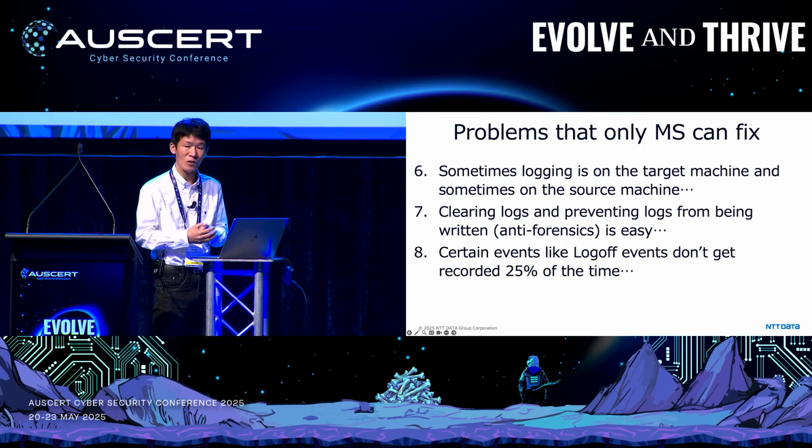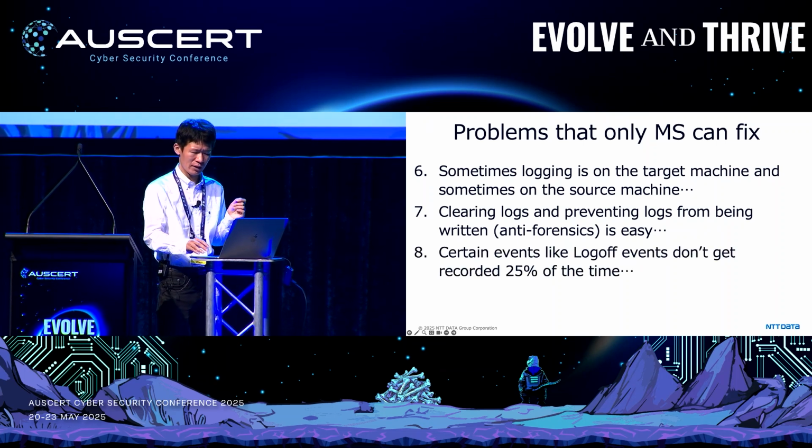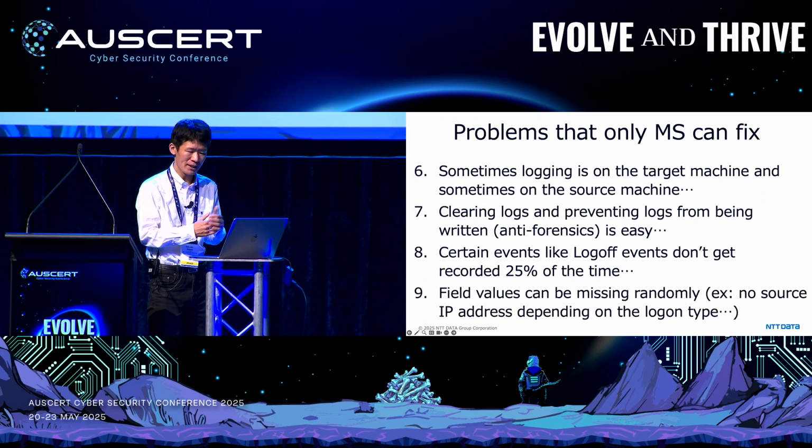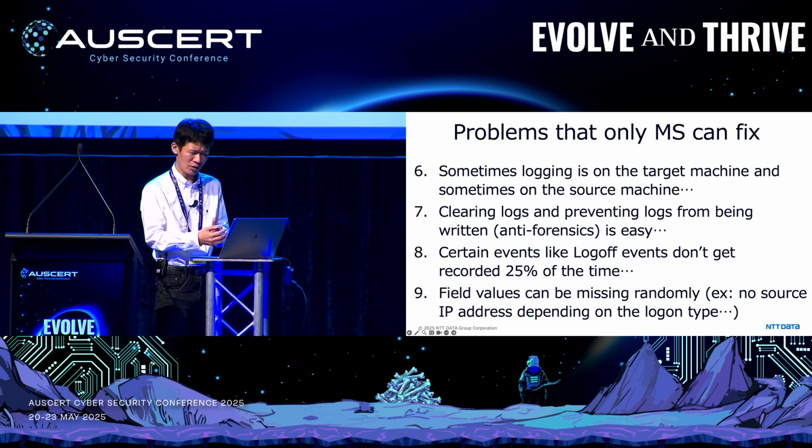Certain events like log-off events don't get recorded 25% of the time. Field values can be missing randomly. For example, no source IP address on the logon type.